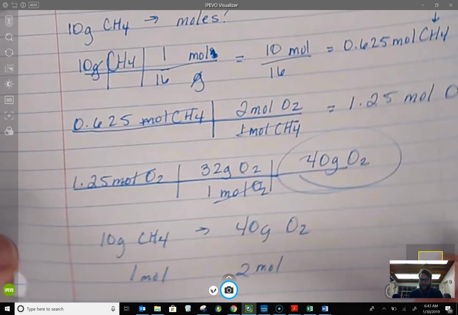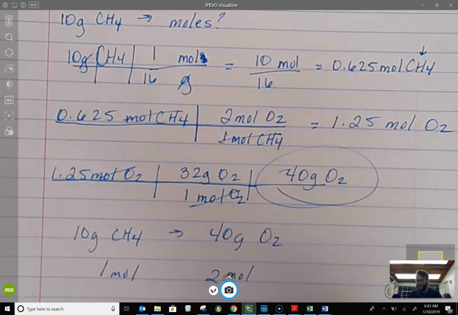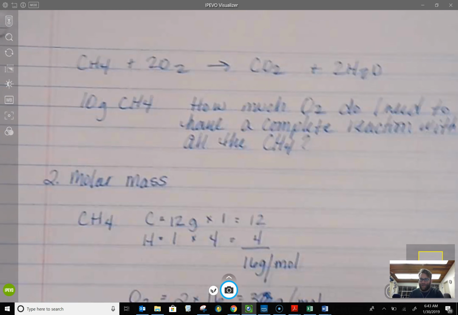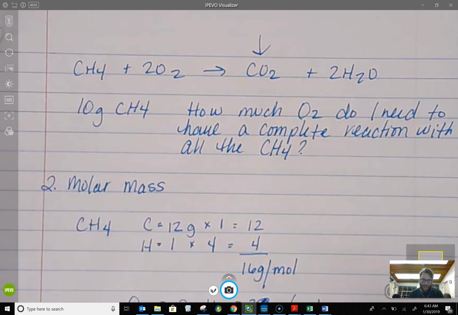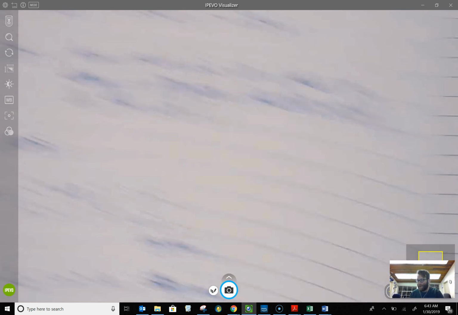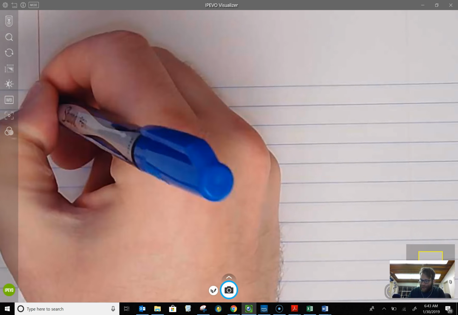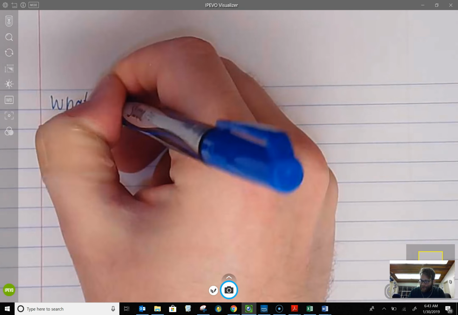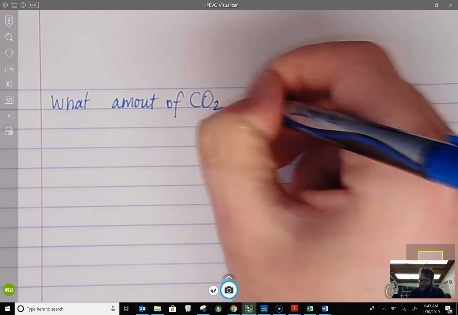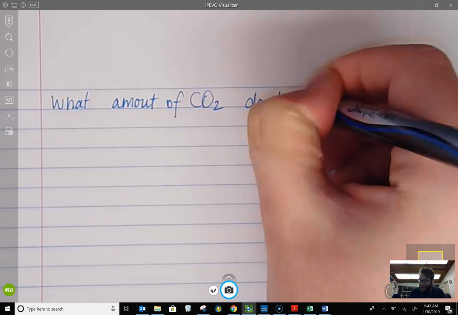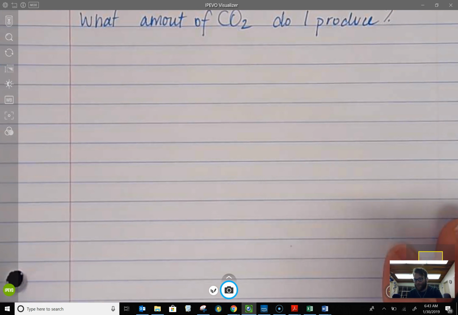So let's do an extension of this one where we're trying to predict how much product is going to be made. Like, let's say I take this reaction of CH4, and I want to know how much carbon dioxide I'm going to be producing based on how much methane I started with. Okay, so I'm going to write my chemical reaction again. All right, so again, we want to ask what amount of carbon dioxide gas do I produce in this reaction, assuming everything is reacting.